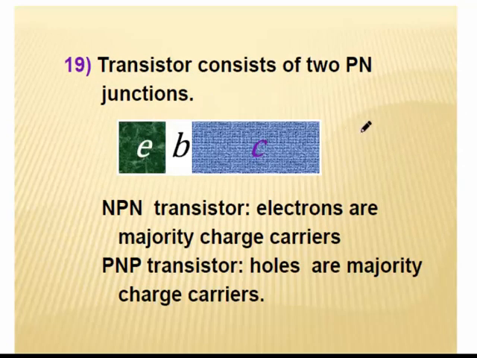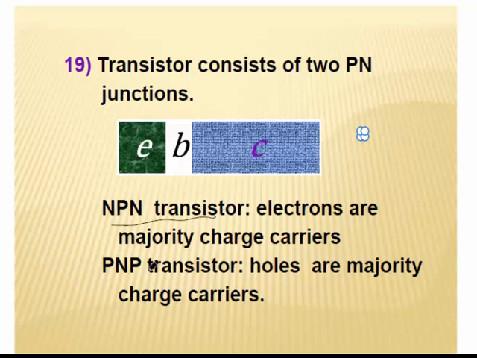Next, the transistors. A transistor consists of two PN junctions. Transistors are three terminal devices. I think you have not gone through transistors, but still I will explain transistors in brief. They have two PN junctions, one after the other.